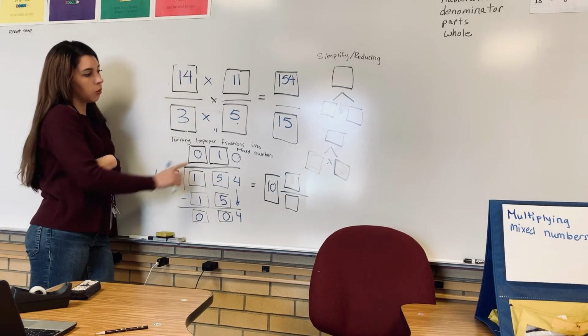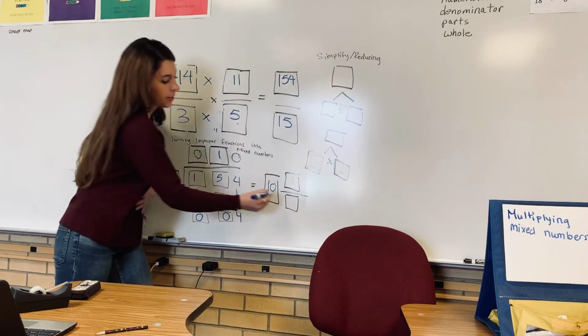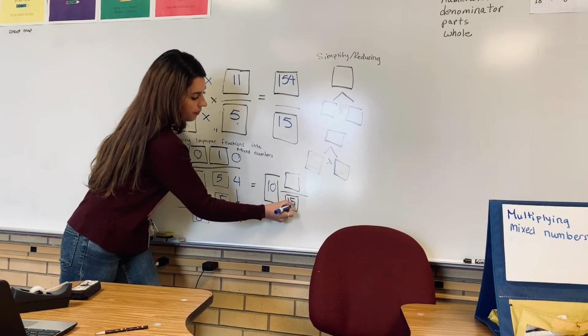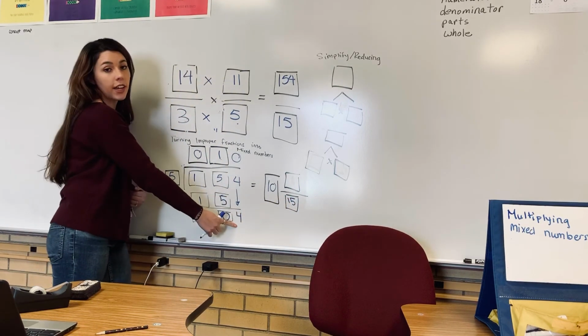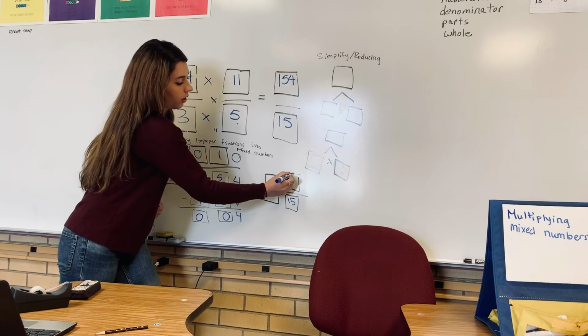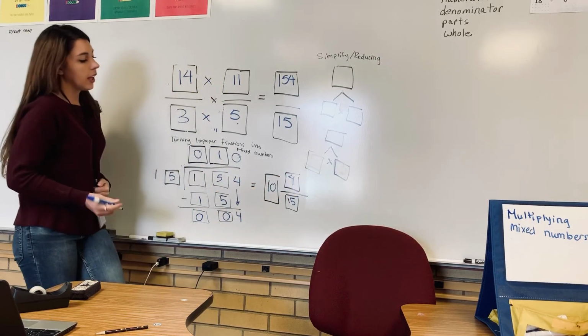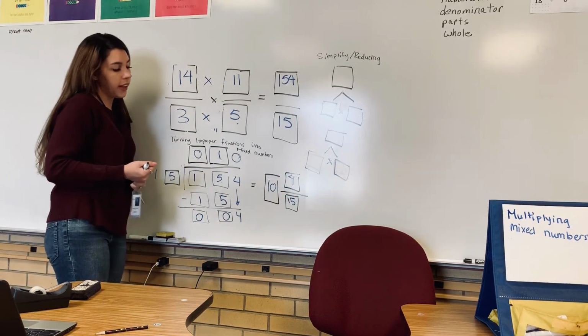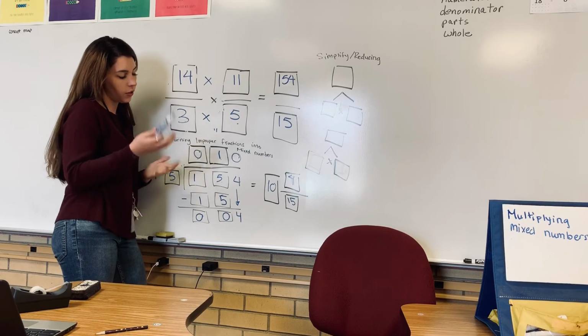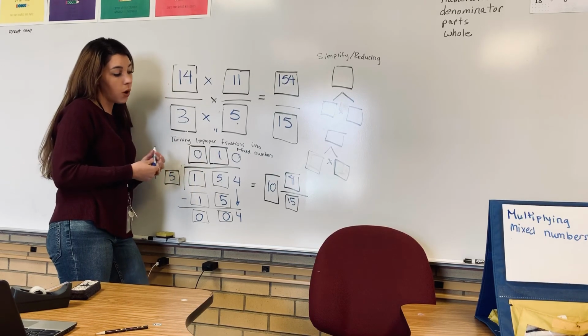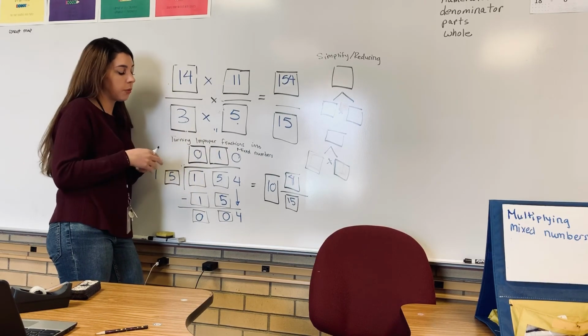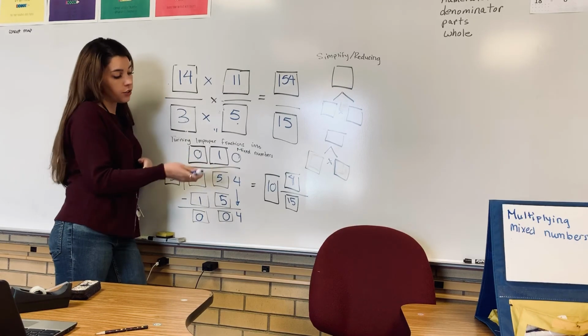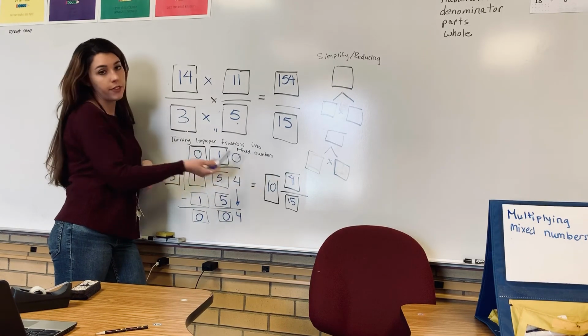And my denominator will stay the same. So it's going to be 15. And my numerator is whatever is left over, which is 4, will go here. Okay, I cannot reduce or simplify that because the only thing that would work is 1, because that's the only common number or common factor they will have. So your answer will be 10 and 4/15.